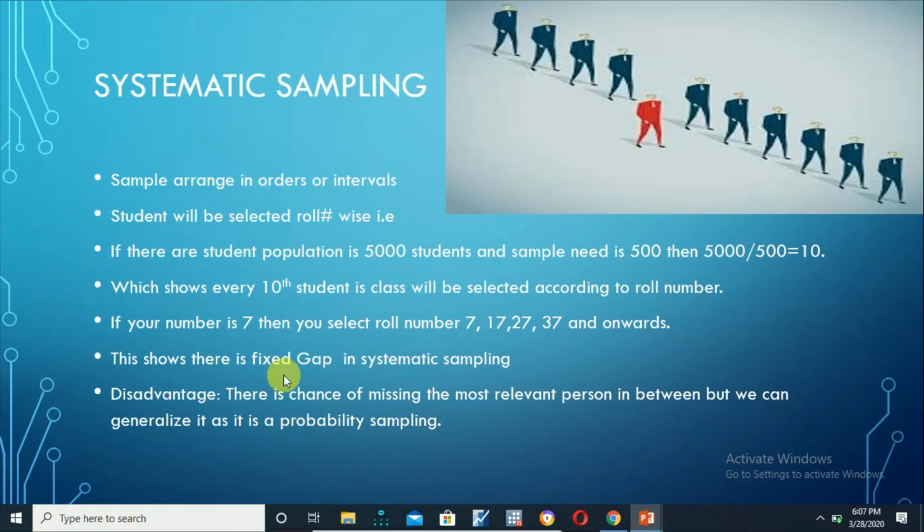So, in probability sampling, you always have to take your steps according to a system. That is, if you select the 7th roll number student in your study, then you have to select the 17th, 27th and 37th if your criterion is every 10th student.